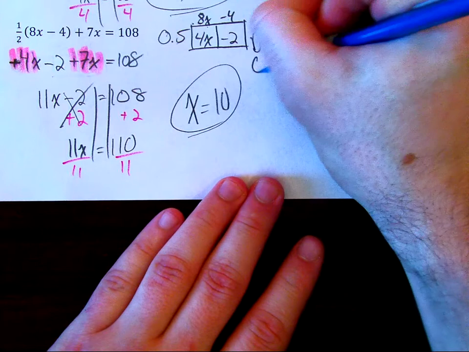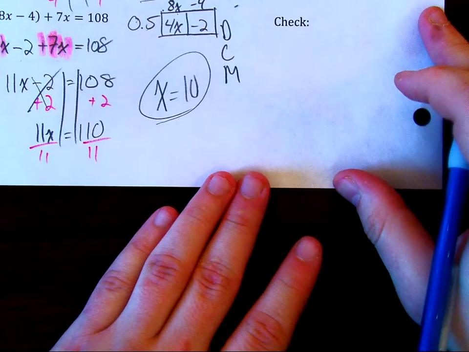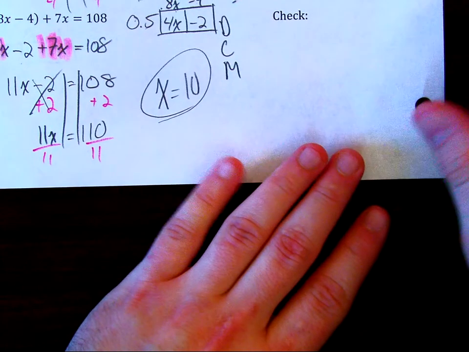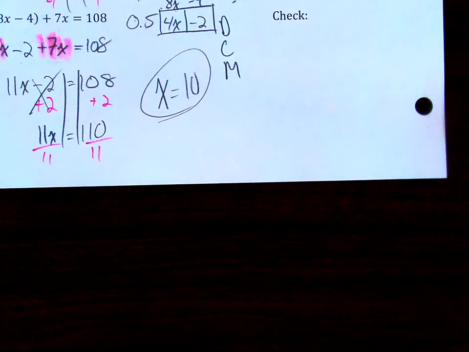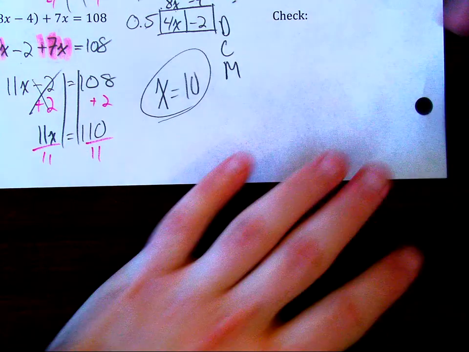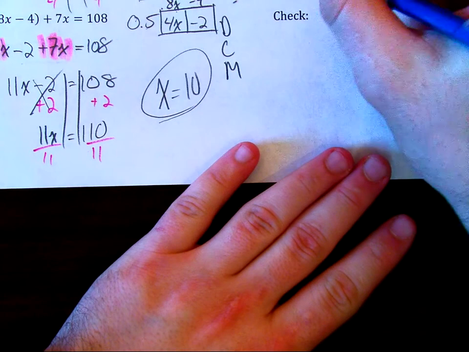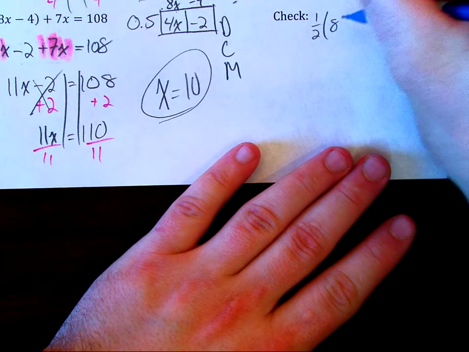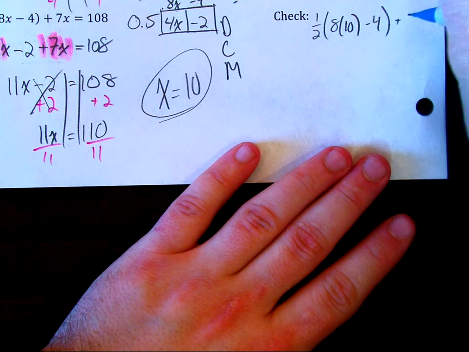Since we can check our answer with our equations, we always want to. So in theory, you should be able to get a perfect score every time you do equations, because you can know that your answer is correct. So let's see. I have 1/2 times 8 times 10 minus 4, and then plus 7 times 10.